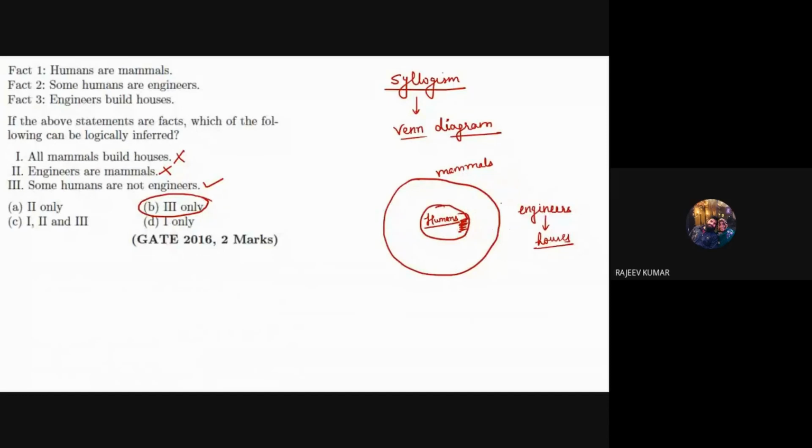So if I talk about all possibilities, some of humans are engineers, some of them are not engineers, but about mammals we don't know. I'll say that some of the mammals are engineers, some of the mammals are not engineers, right? Or some of the engineers are not. So this thing that engineers are mammals, here I can say some engineers are not mammals. Practically that is not so, but as per the statements given over here, from here we can say some engineers are not mammals.